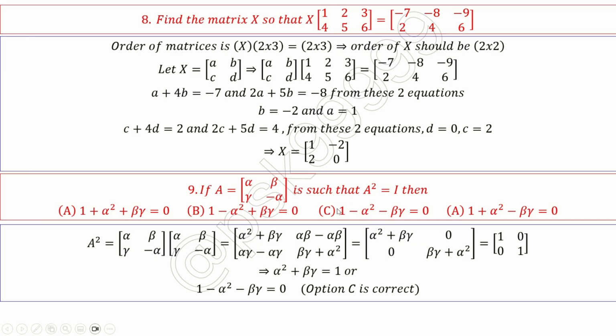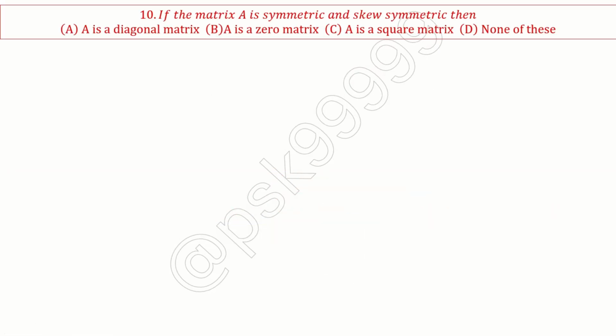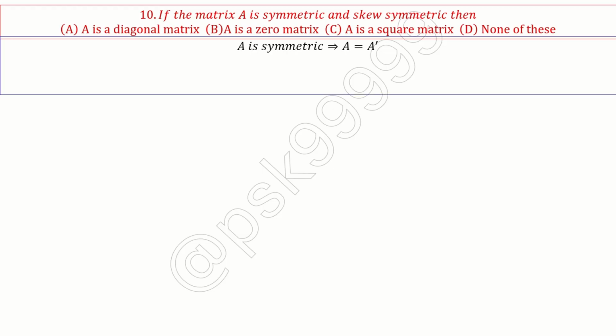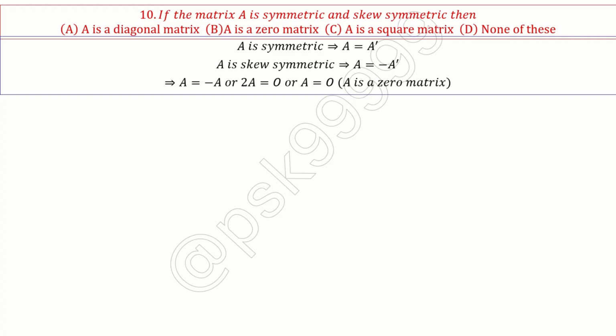Option C is correct. Next. If matrix A is symmetric and skew symmetric, then, if it is symmetric, A equals A dash, and skew symmetric, A equals minus A dash, which means A has to be a null matrix, only then it is possible. Correct? So that's the answer.